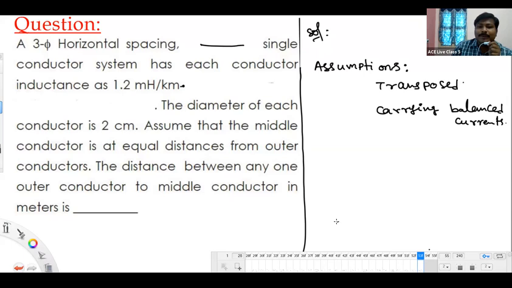You should not assume it as symmetrical because the distances are unequal, right? So your answer will remain the same, 2.49 meters. If the question is asked on the untransposed system, he will mention it in the problem. If he didn't mention, we have to assume it as transposed. Right, let's continue with the next slide.